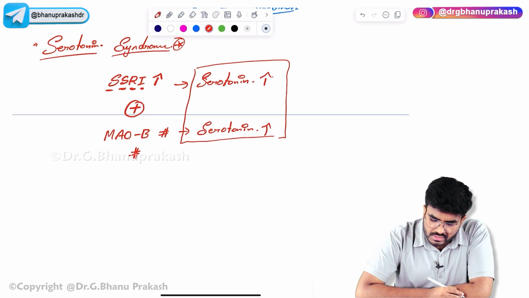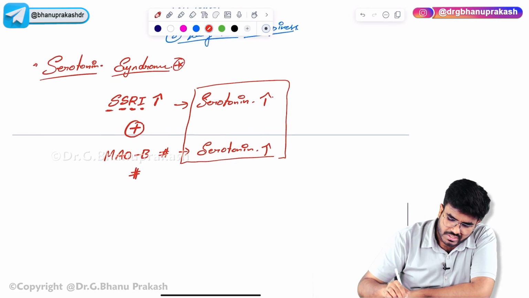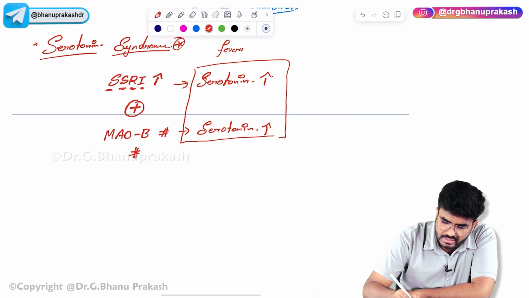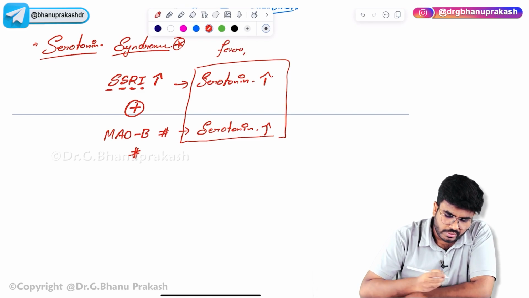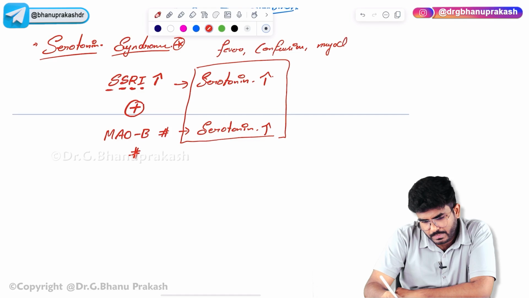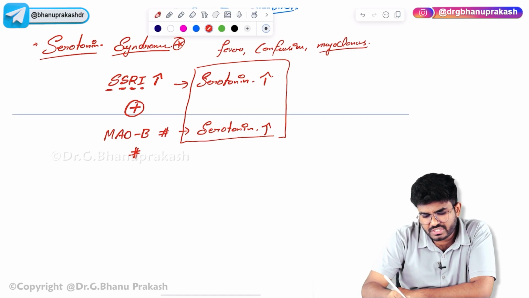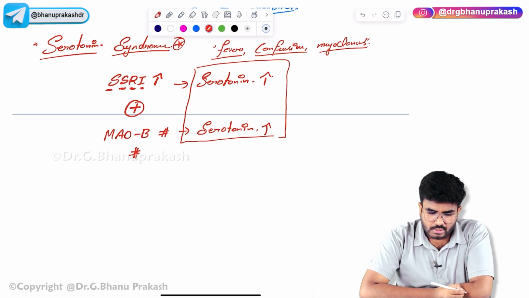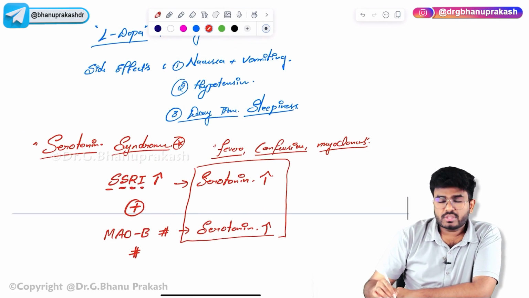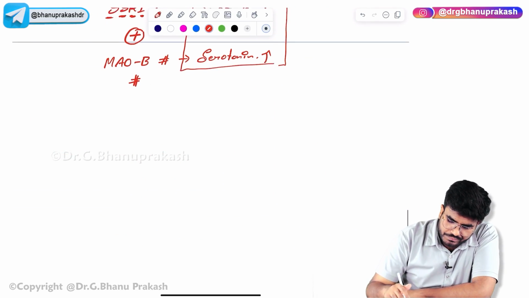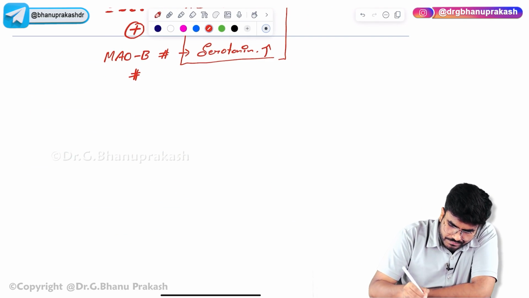Okay. So what are the features seen in serotonin syndrome? The patient is going to have three features. One is fever, because of the high level of serotonin, the patient is going to have fever, confusion, along with myoclonus. Myoclonus is the twitch of the muscles. Okay. So these three things are going to be seen. Not only this, one more thing which I want you to know with the salicylic side effects: the patient is going to have the cheese effect.